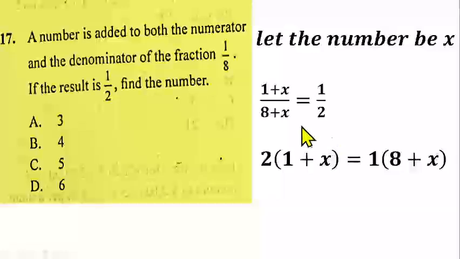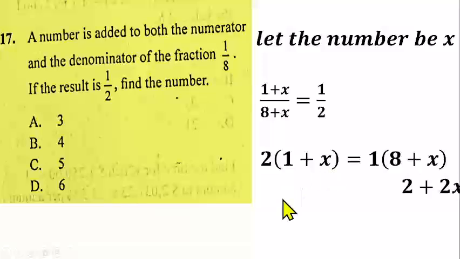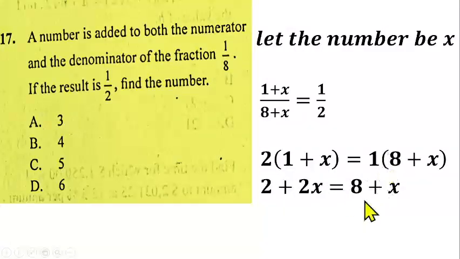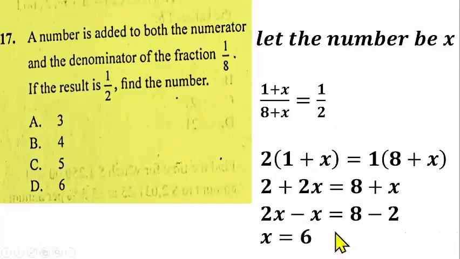Cross multiply from there. 1 will multiply 8 plus x, 2 will multiply 1 plus x. So you have 2 into 1 plus x equals 1 multiplied by 8 plus x. If you open the bracket, we have 2 plus 2x equals 8 plus x. Then collect like terms, you have 2x minus x equals 8 minus 2. So x will be equal to 6. That will be option D for question number 17.